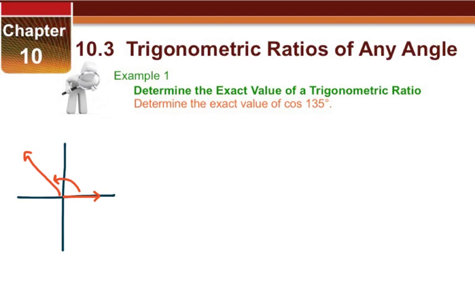We need to convert this into a triangle, so to do that, we always will join the terminal side to the x-axis, whether that's up or down. Creates a right angle.